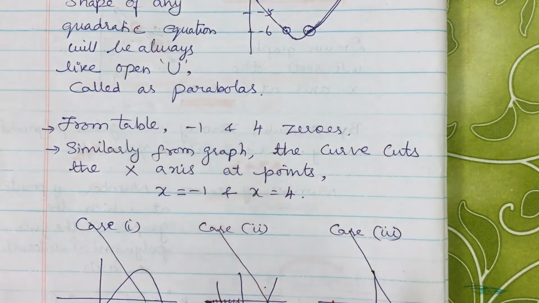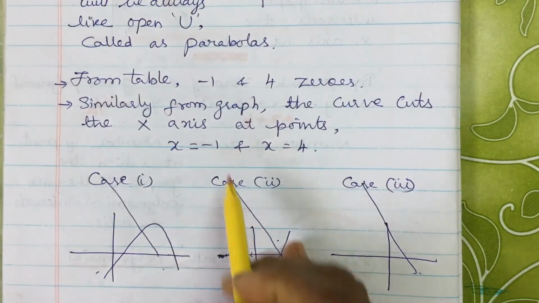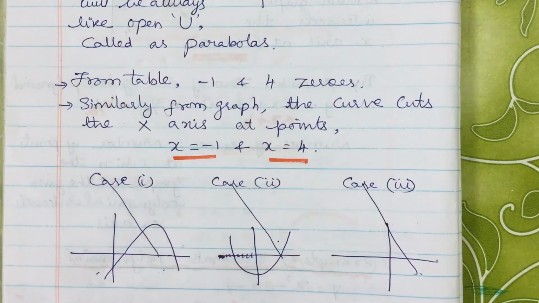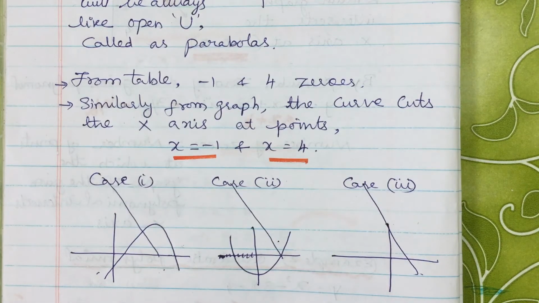A similar pattern you can observe from the graph also. In the graph also you can see x is equal to minus 1 and x is equal to 4 are the zeros, right?